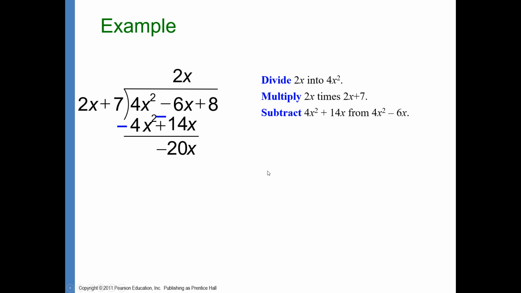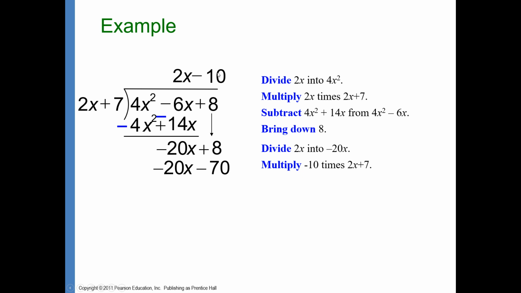Negative 20x. I like it. Now what? Bring down the 8. Good. Okay. Now what? Okay, because I'm dividing 2x into negative 20x. Good. And that gives me negative 10. So I multiply and then subtract. Okay. Distribute the negative 10. I subtract. And what am I left with? 78. 78. Okay. So now what?